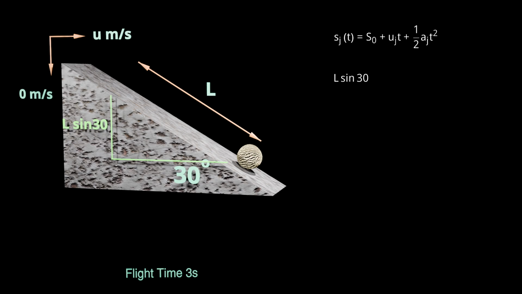The vertical displacement of the ball after 3 seconds is given by L sine 30. Both the initial displacement and initial vertical velocity are 0. Since all measurements are taken in the downward direction, gravity is considered positive. For simplicity, we assume gravitational acceleration to be 10 meters per second squared. The distance traveled along the slope is calculated to be 90 meters.